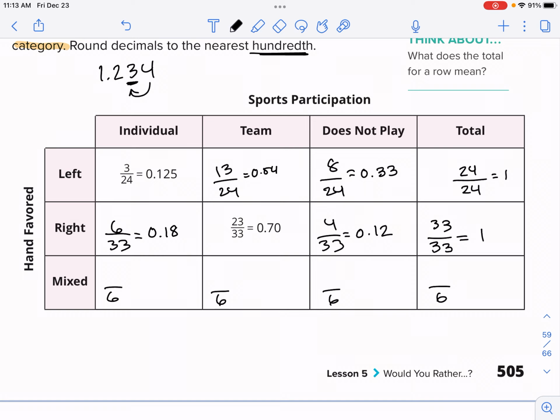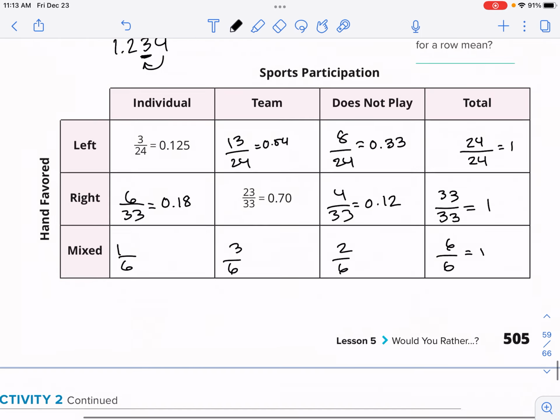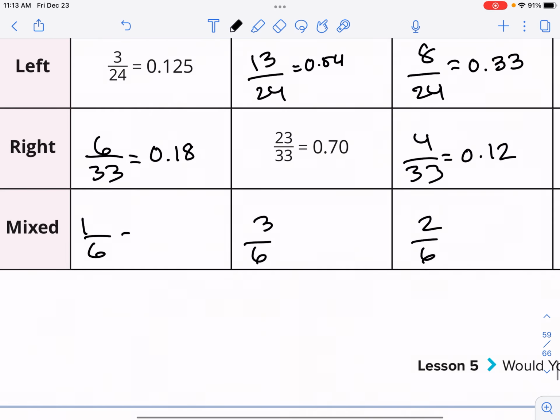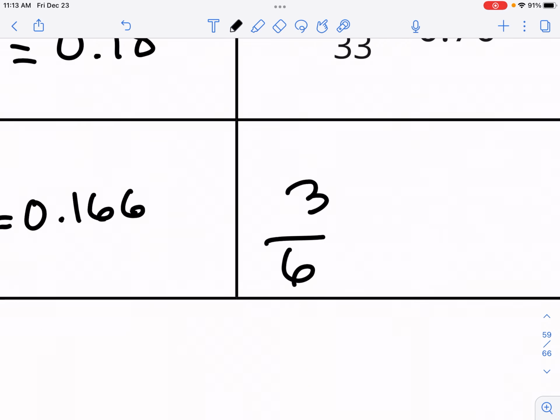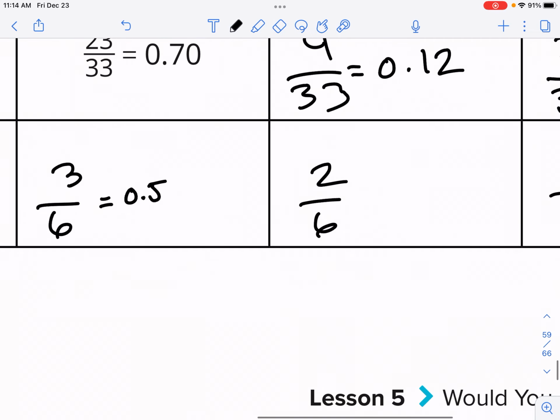And then now let's go to mixed. Mixed, this is 1 out of 6, 3 out of 6, 2 out of 6, and 6 out of 6, which is 1. 1 divided by 6 is 0.1, 6, and so on. It continues, but we round here. This 6, since it's bigger than 5, tells me to make that 6 a 7. So let's erase that. So it's 0.17, so 17%. 3 divided by 6, that's half, so 0.5. 2 over 6 is 0.33, 33 hundredths.